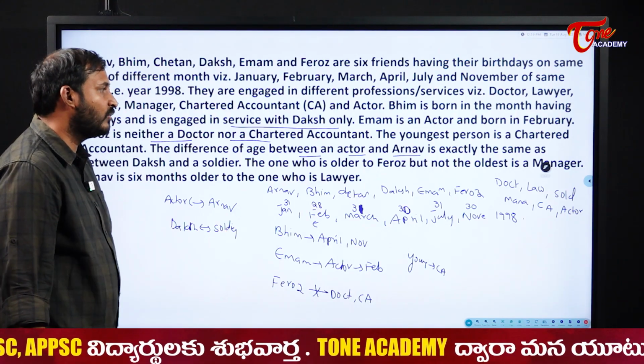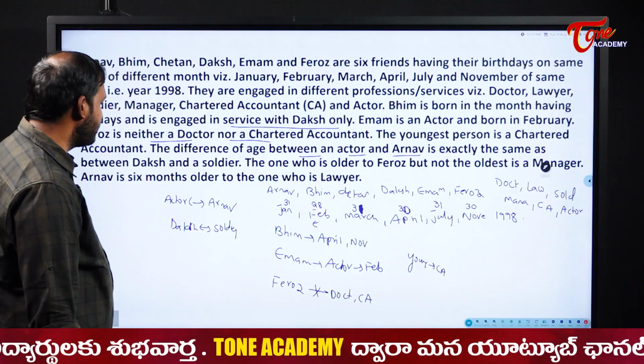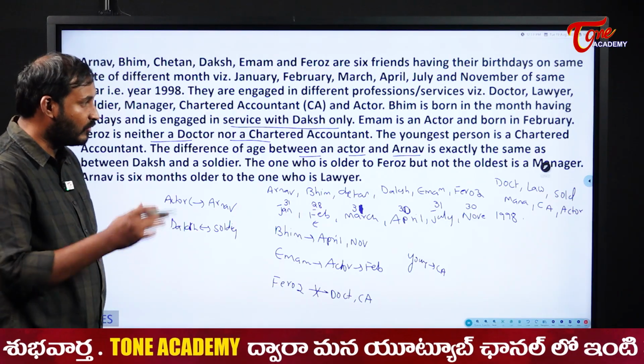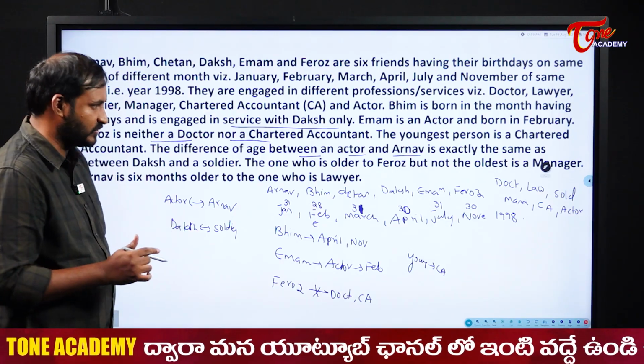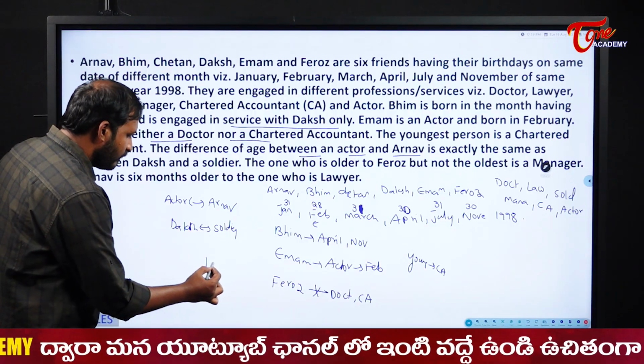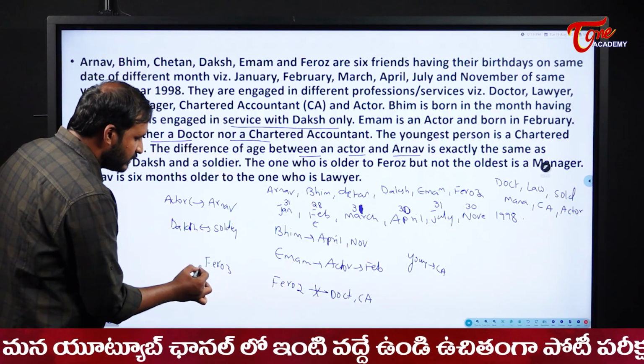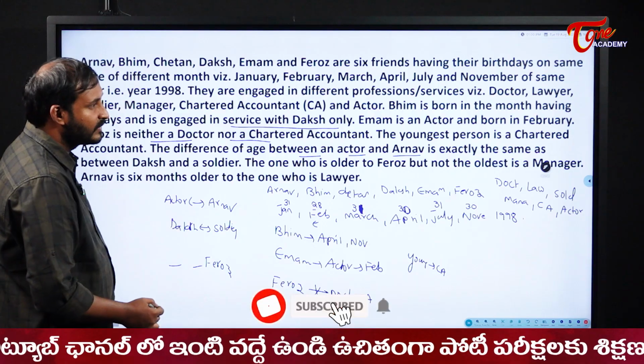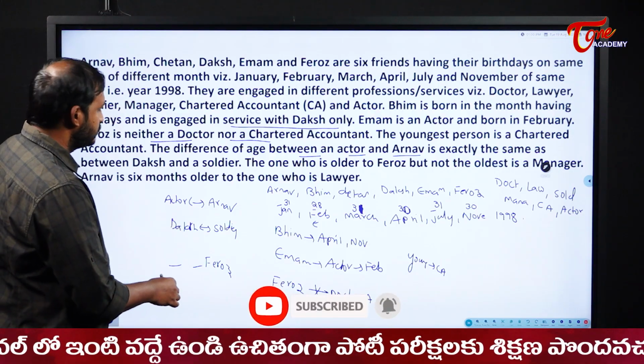The one who is older to Feroz but not the oldest is a manager. He is not the oldest, but he is just older to Feroz. So, for Feroz, we can tell that he is not the oldest, and the one older than him is the manager.